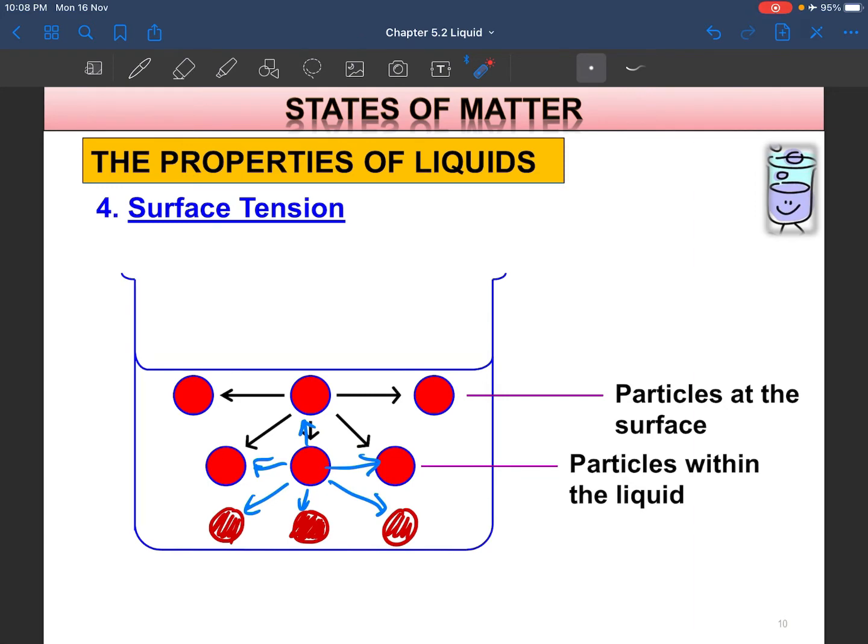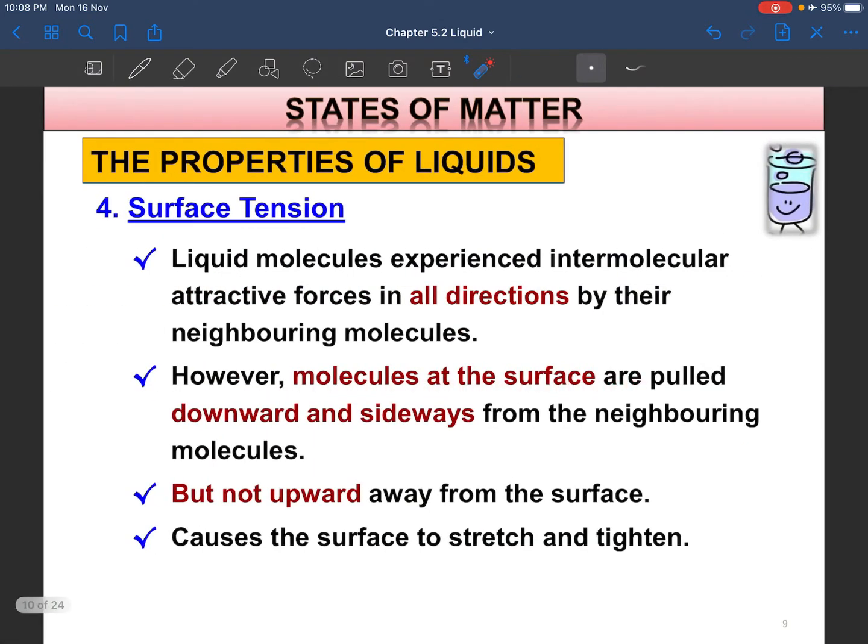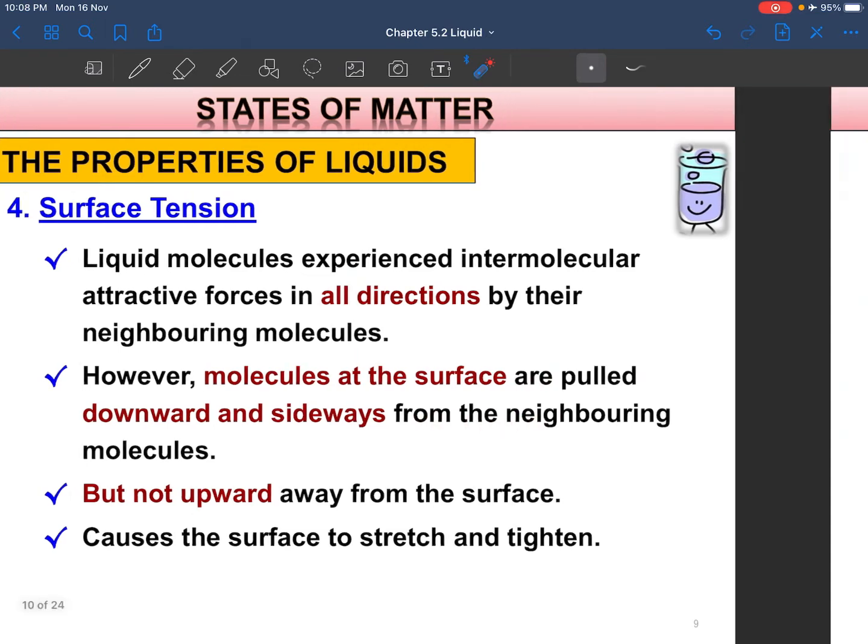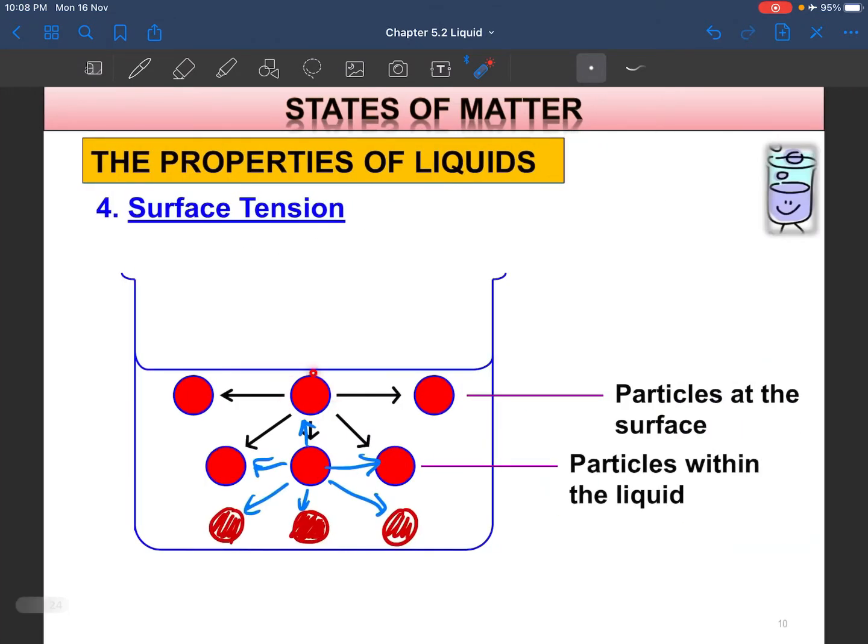Okay, tapi point yang kedua dia cakap, however, molecule dekat surface are pulled downward and sideways from the neighbouring molecule. Kiranya kalau molecule dekat surface ni, for example this one, dia attracted to downward, okay, ke bawah, dan dia attracted ke tepi. Okay, so bila ada attraction macam ni di dalam water molecule, dia tak ada upward attraction ke atas, tak ada. So disebabkan ni lah yang wujudnya surface tension. Okay, so bila ada attractive forces ni, so kamu boleh bayangkan lah surface ni jadi macam, dia macam kuat sikit lah.